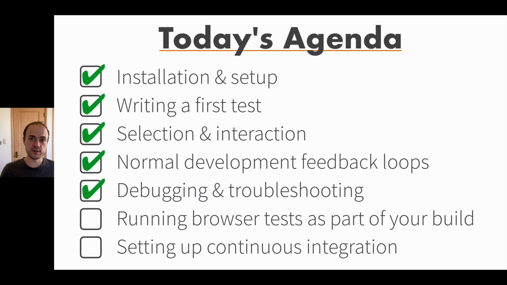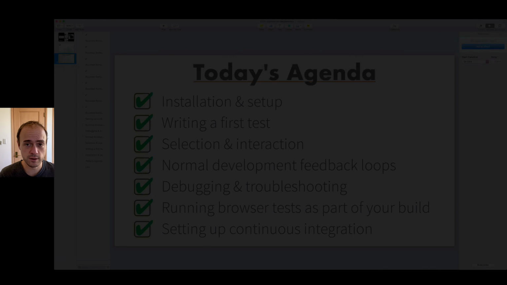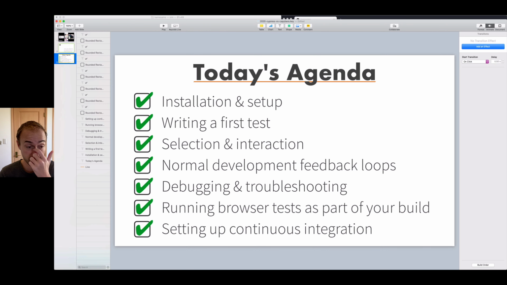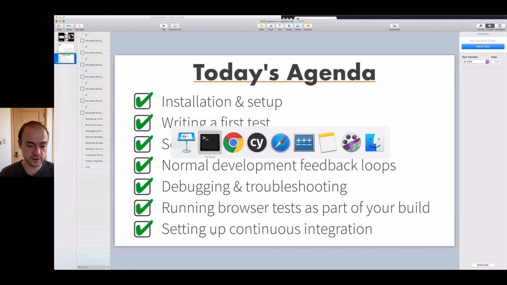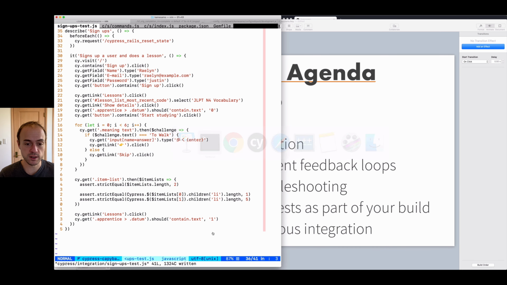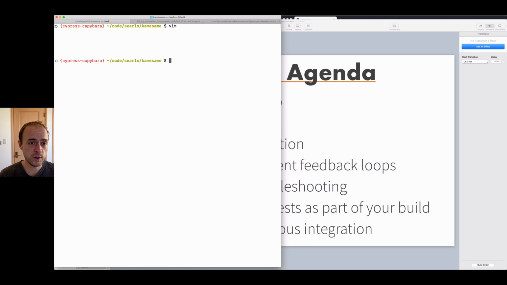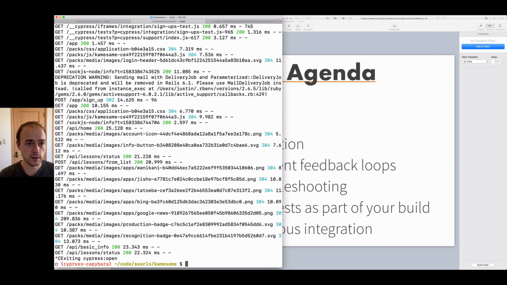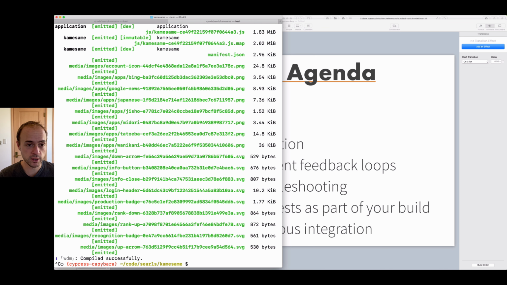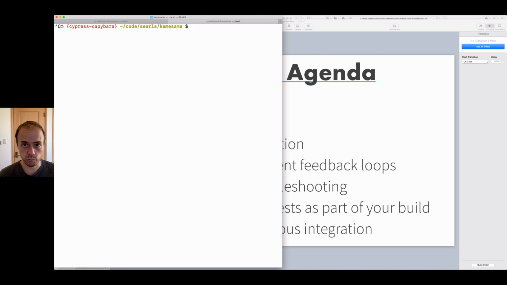And now for these last two little bits, running browser tests as part of your build and setting up continuous integration, we can do these really fast. So rather than have a fourth screencast, let's just show what that looks like, because we've already done basically all of this. I'm going to quit out everything. Now, separately, I have the fear that by stopping this Webpacker server, everything's going to break again.